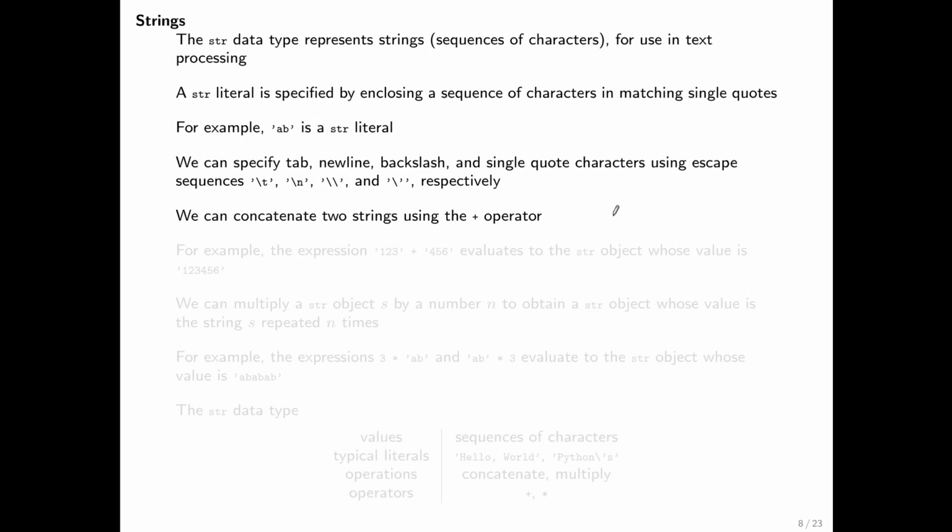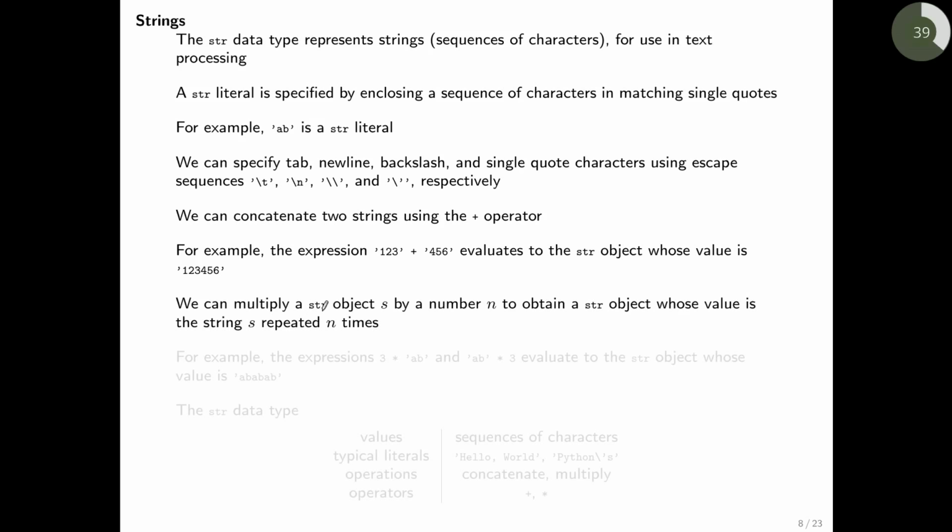Now, you can take two strings and concatenate them together, meaning jam them together, using the plus operator. So you can use the plus operator to add two strings, so to speak. And the way addition works on strings is by simply concatenating their values. For example, if you take the string 123 and add it to the string 456, then you get a new string whose value is the string 123456. Notice this is not arithmetic addition. This is basically string concatenation. The two strings are just jammed together.